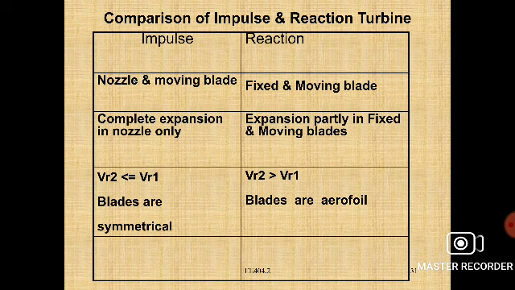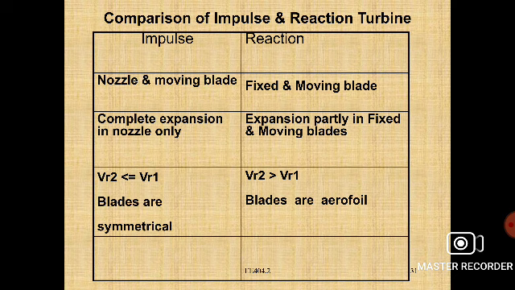Nozzles and moving blades are provided in the impulse turbine. Fixed and moving blades are provided in the reaction turbine. In the impulse turbine, complete expansion takes place in the nozzle only. In the reaction turbine, expansion is partly in the fixed and moving blades. Velocity ratio is less than or equal to 1 in the impulse turbine. Velocity ratio is greater than 1 in the reaction turbine.